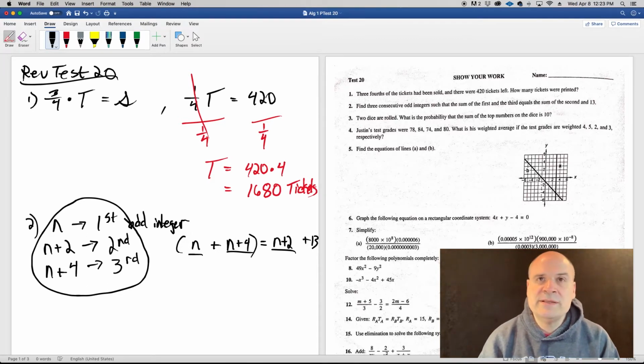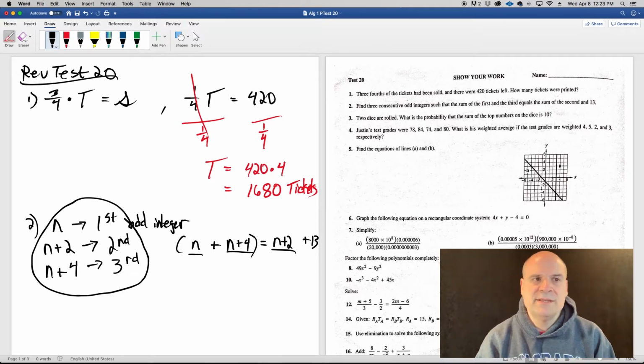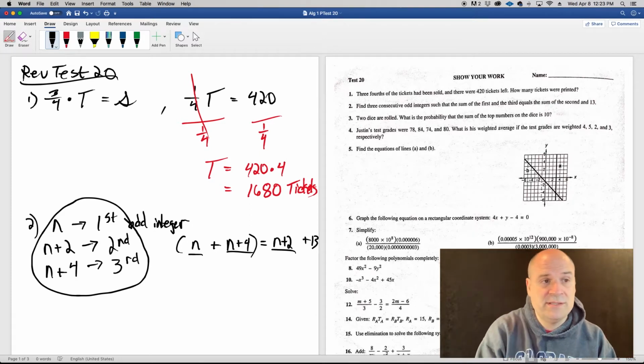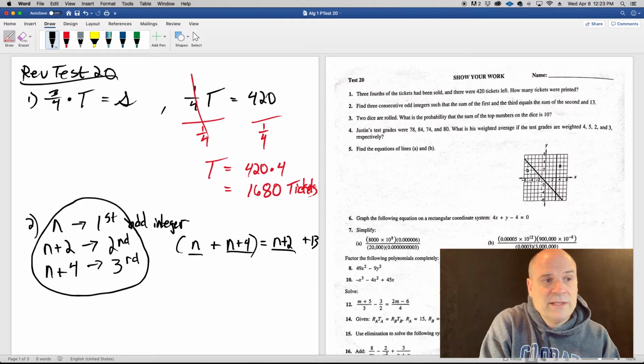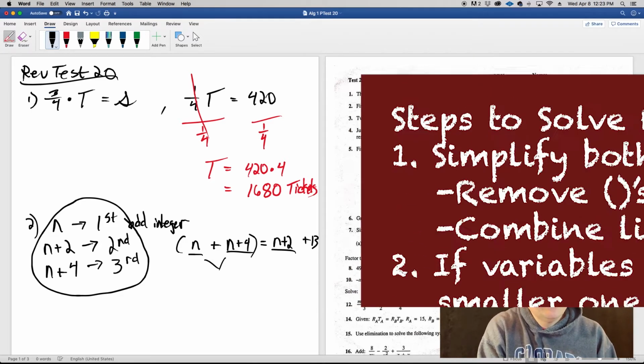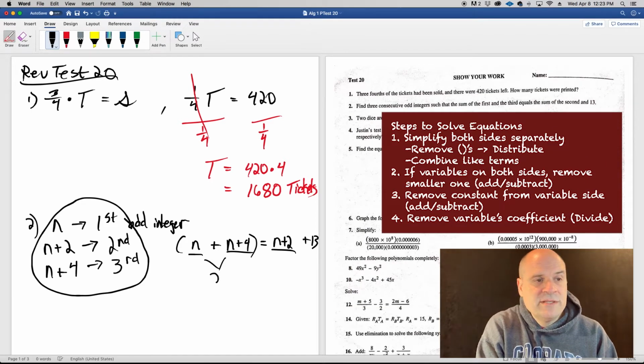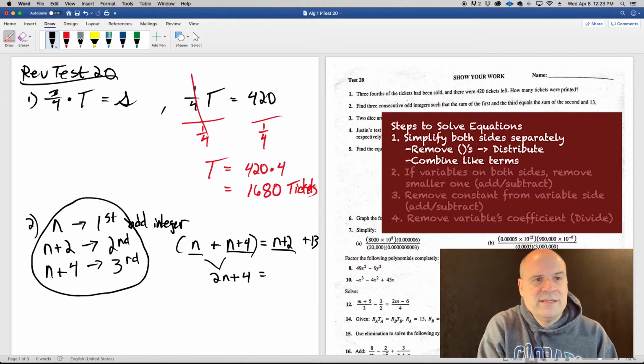So let's reread this again. So this says the sum of the first and third equals the sum of the second and 13. All right. Since everything's addition, we can actually ignore all the parentheses. So now we're just gonna clean up both sides of the equation. Combine like terms, so this is 2n plus 4. And then combine these terms, that's just n, there's no other n's, plus 15.